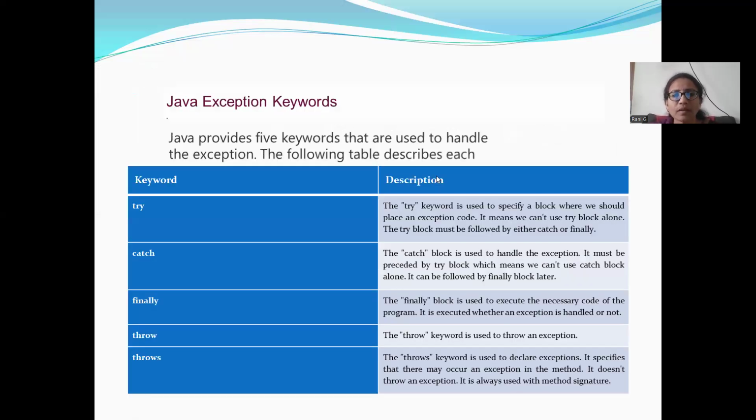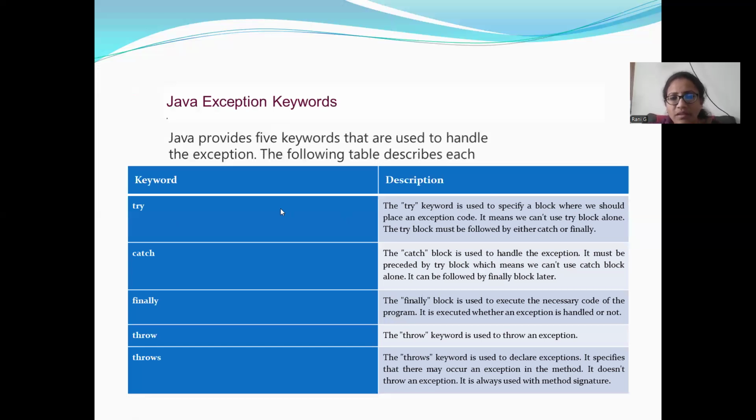Next, Java exception keywords. In Java, we have five keywords that are used to handle exceptions. Whenever the normal flow of execution is terminated, at that time by using these keywords, we handle the exception. The first one is the try keyword. What is the use of the try keyword? The next keyword is catch. Then finally, and throws. So these are the different keywords that are used to handle exceptions in a program.